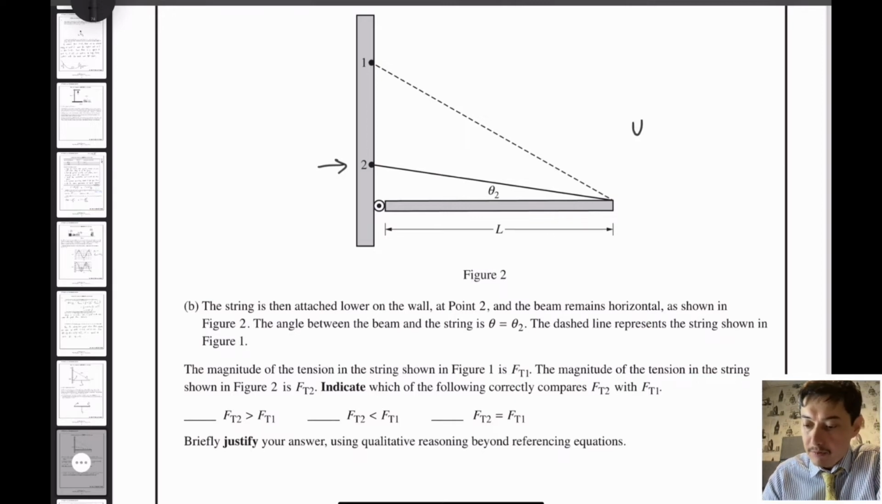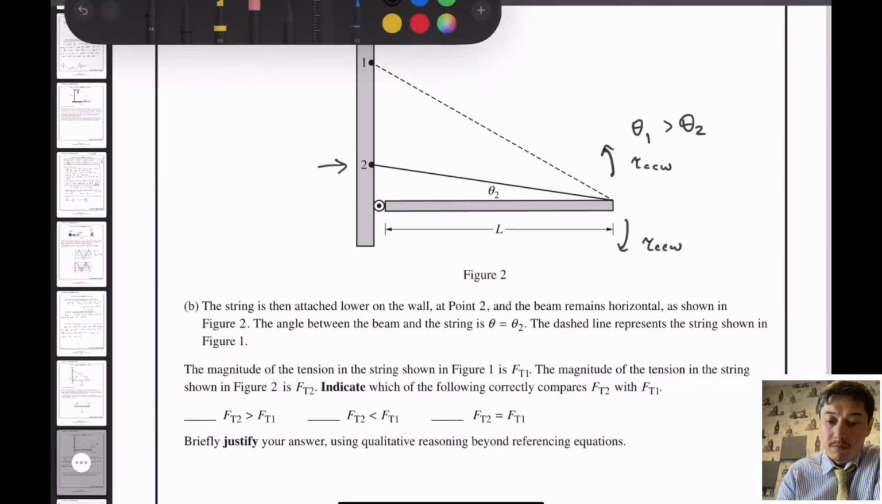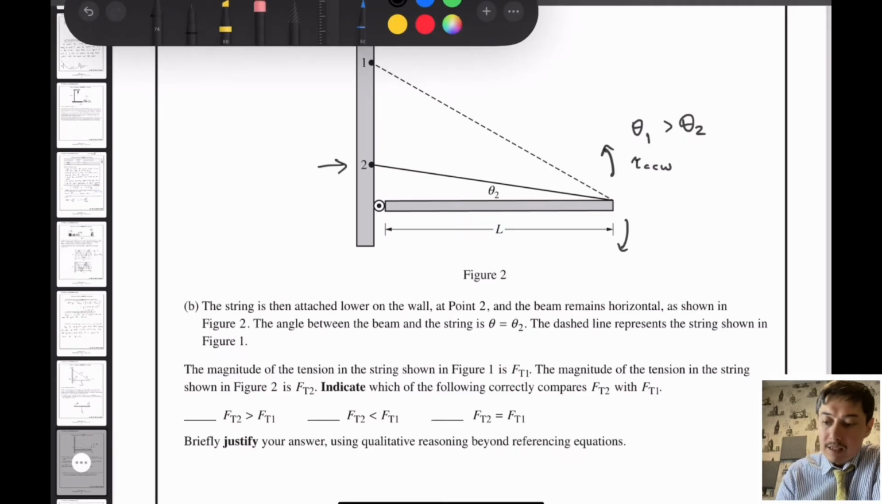So what do we know already? We know that angle 1 was bigger than angle 2. Now, here we can use torque to analyze and compare the quantities. So torque clockwise and torque counterclockwise, in both situations, must be balancing each other because the beam is not moving. Okay, what's causing clockwise torque? Gravitation is causing clockwise torque, and the string force is causing counterclockwise.